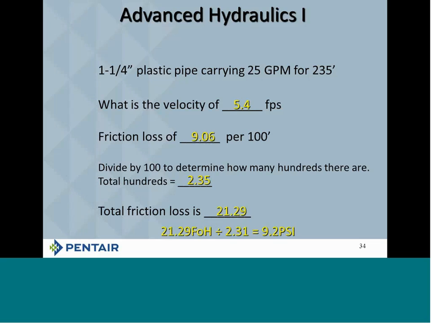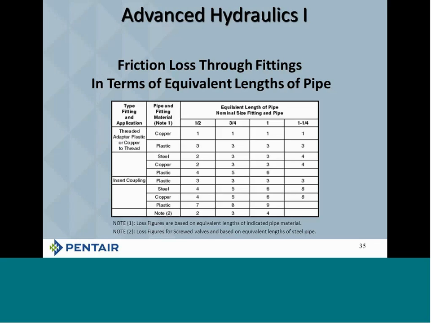All right? Now, one more thing we have to learn, and that is that equivalent length of pipe. So we're going to pull up that friction loss chart again. Again, if you've got a dealer catalog, whether it's Stay Right, Berkeley, or Myers, doesn't matter. Look in the back of the book, and you're going to find the friction loss charts. On the bottom of the friction loss chart, it talks about the equivalent length of pipe. And notice that it says friction loss through fittings in terms of equivalent length of pipe.